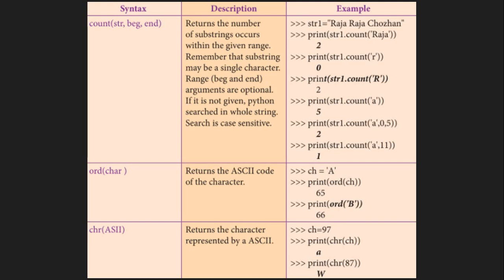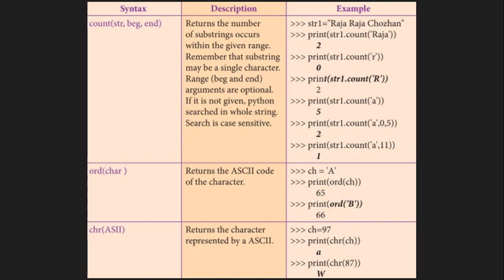Okay, then we have this ORD function. What is this ORD function? Returns the ASCII value of a given Unicode character. What is the ASCII value of the letter A? It prints it out as 65. What is the ASCII value of the letter B? It prints it out as 66. That is the use of ORD function.